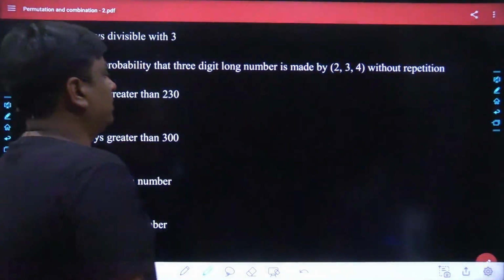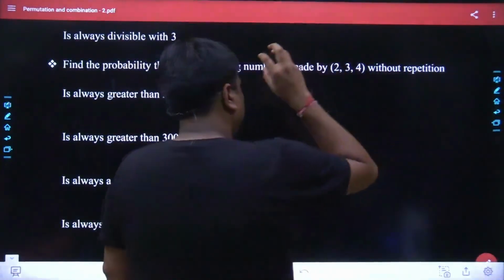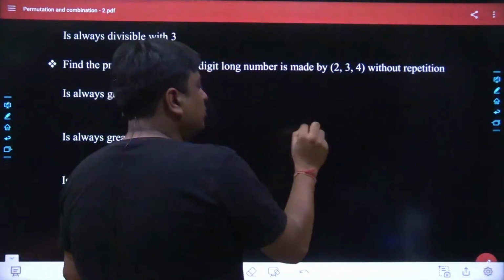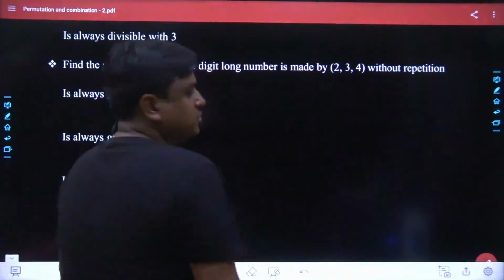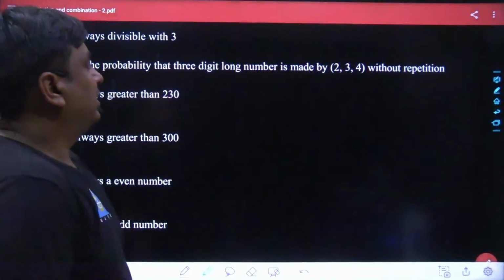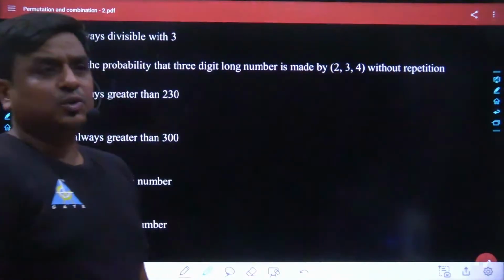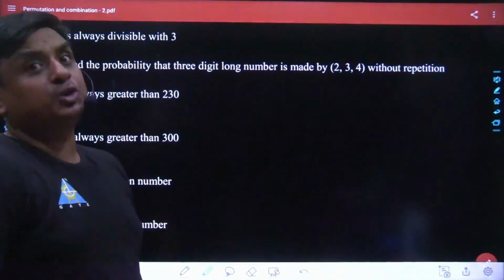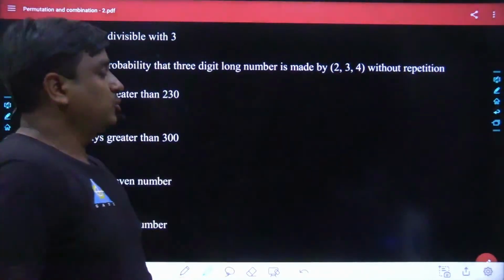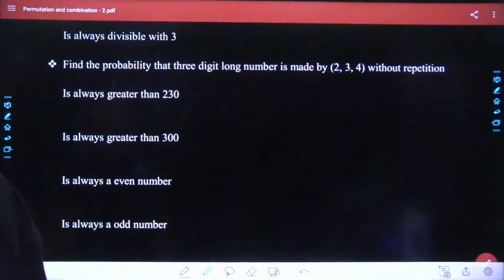What does it mean by without repetition? That means if within a number 2 has been used once, you can't use it again. That means the number could be 234, it could be 342, but it can't be 232 because the 2 has been repeated twice. No, we can't have that situation. Now, we want the probability that the number should always be greater than 230.